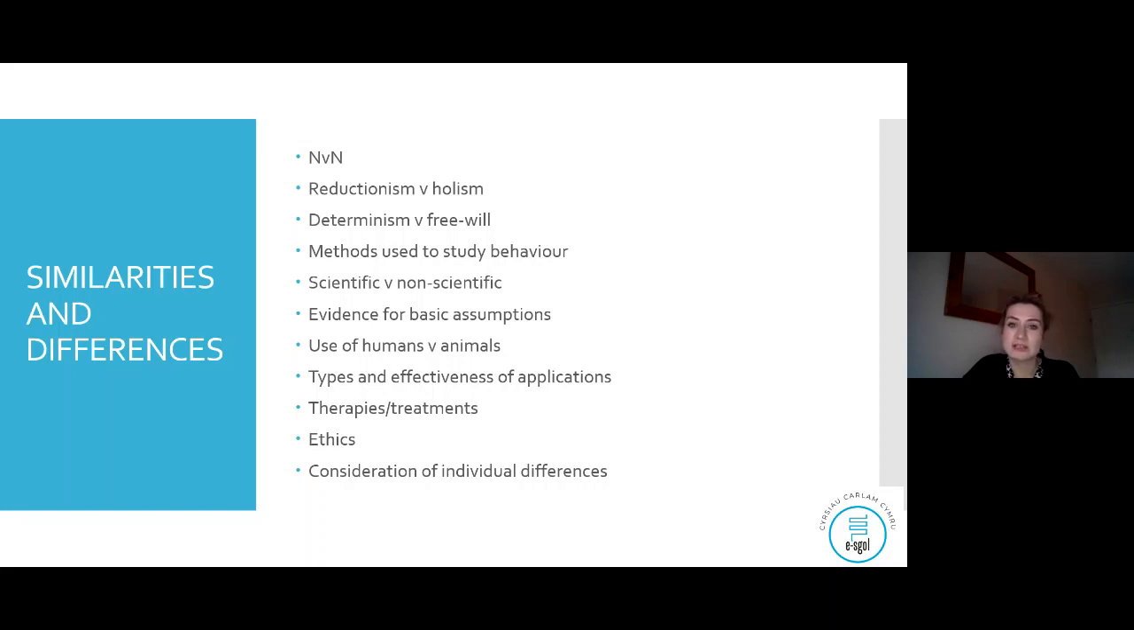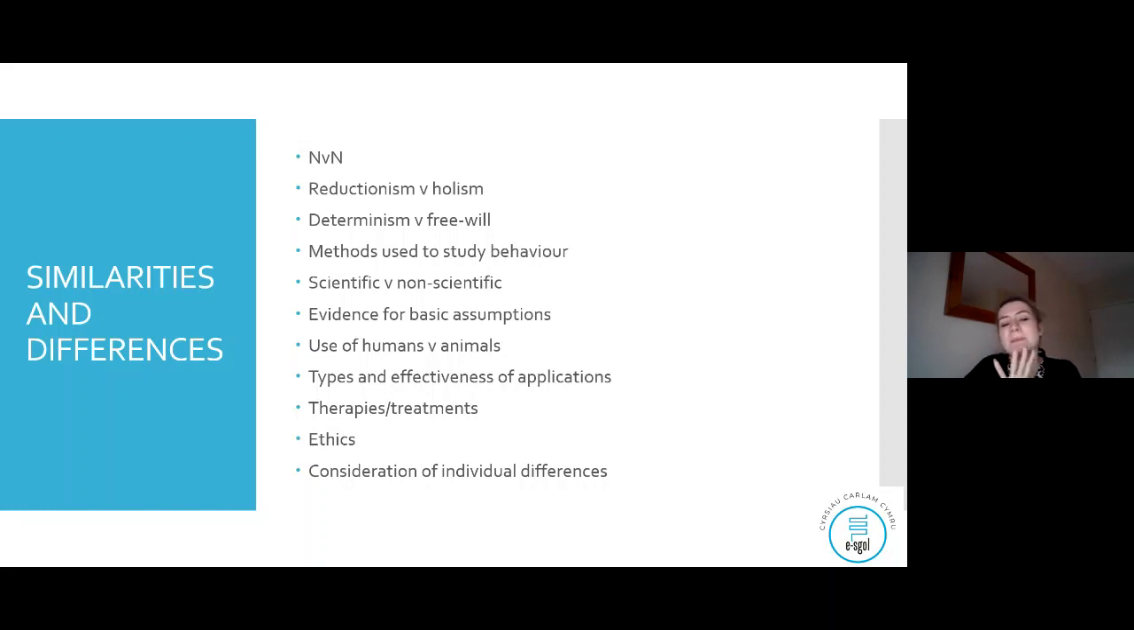Effectiveness of applications. So that means that maybe our treatment or our therapy that we've looked at, does that actually apply? Does it have a practical application in the real world? Okay, have people used it before to look at mental illness or to look at murderers, or have they used it in a courtroom setting? The therapies and the treatments, okay, how are they different? Are they similar in any way? Are they scientific? Do they focus on cognitive processing?